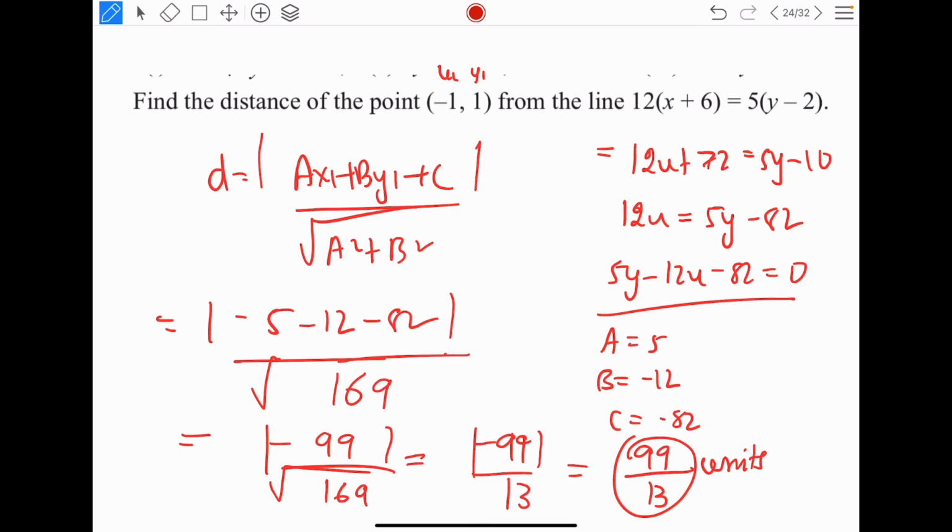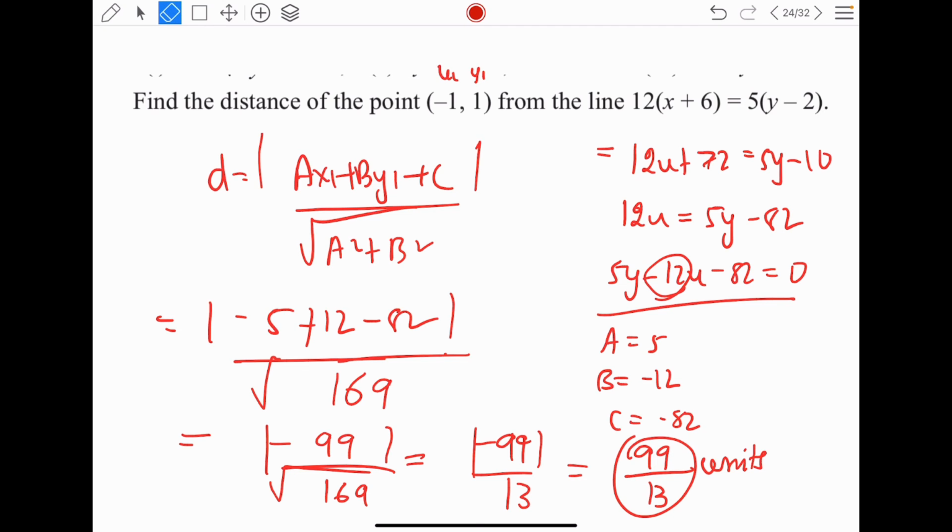Oh, I'm so sorry. There is one small error we have done here. Your A is what we take with X. So this had to be minus 12 into minus 1. This had to be plus 12. Isn't it? I think we have done a small error here, that this has to be of the form AX.